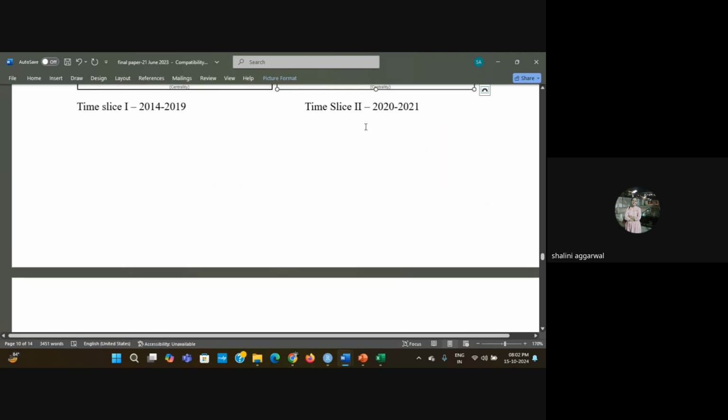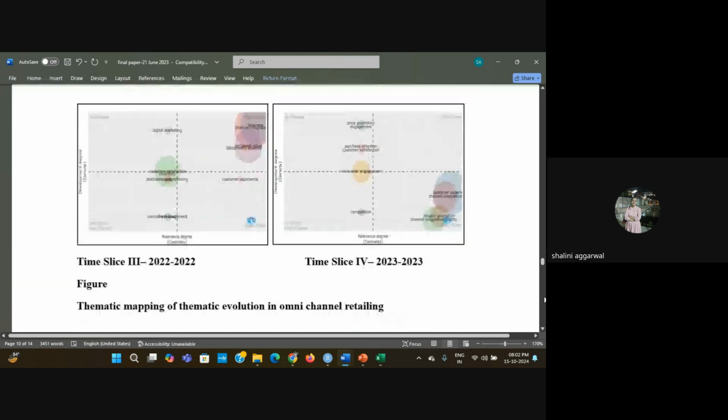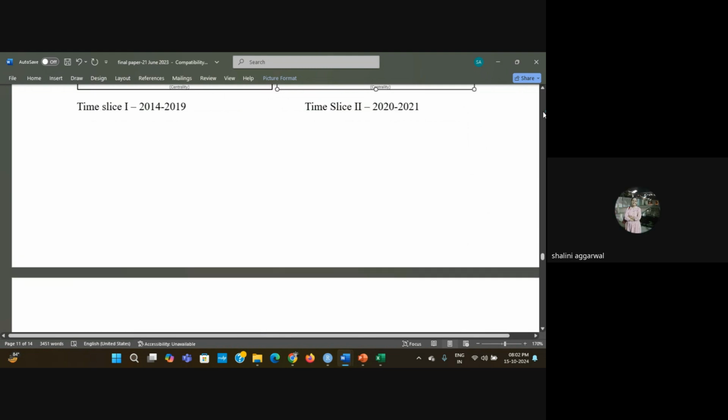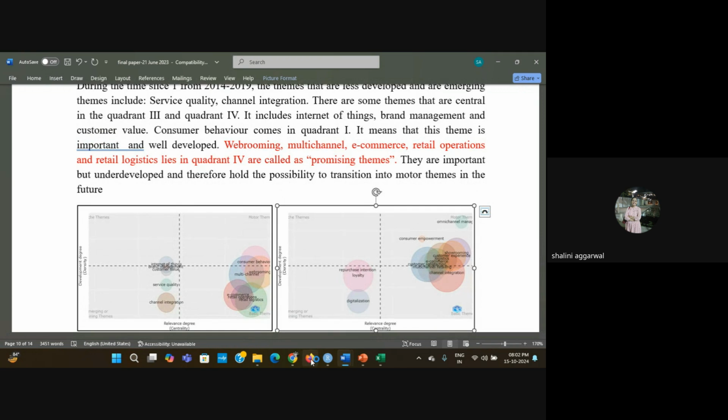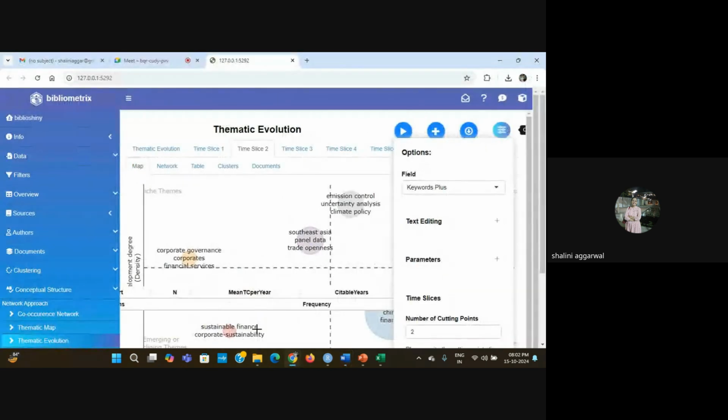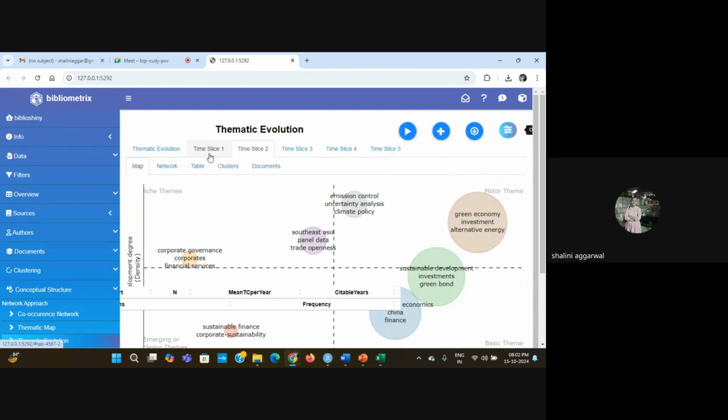Like this is 14 to 19, this is 20 to 21. Ma'am, do we have to give these years? Yes, the years it will take automatically. It will take the number of years on its own. You just have to give the cutting points, how many time slices you want to make. So it will show you till that time period.